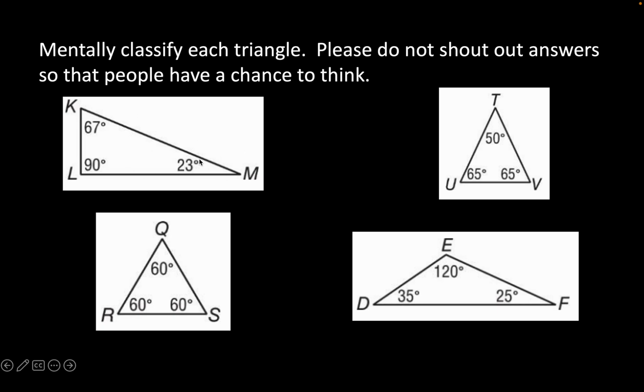Here, once I look at it, the angles are not equal, but I see a 90-degree angle, which makes this a right triangle. On this one, none of the angles are equal. There's no right angle. There's no obtuse angle. This has to be acute. Again, every single angle here is acute. Once I look here, I see 60, 60, 60, which means every angle is equal. That makes this equiangular. Here, once I see this 120-degree angle, that means it's obtuse, which means that this is an obtuse triangle.